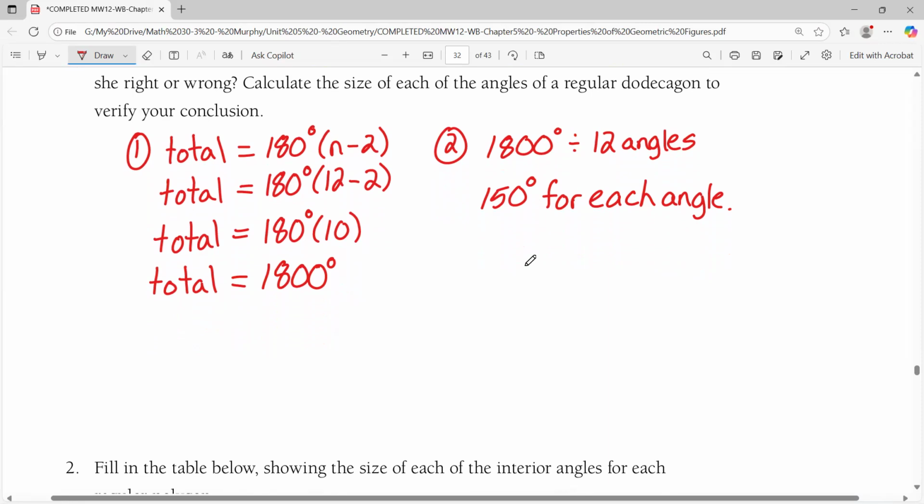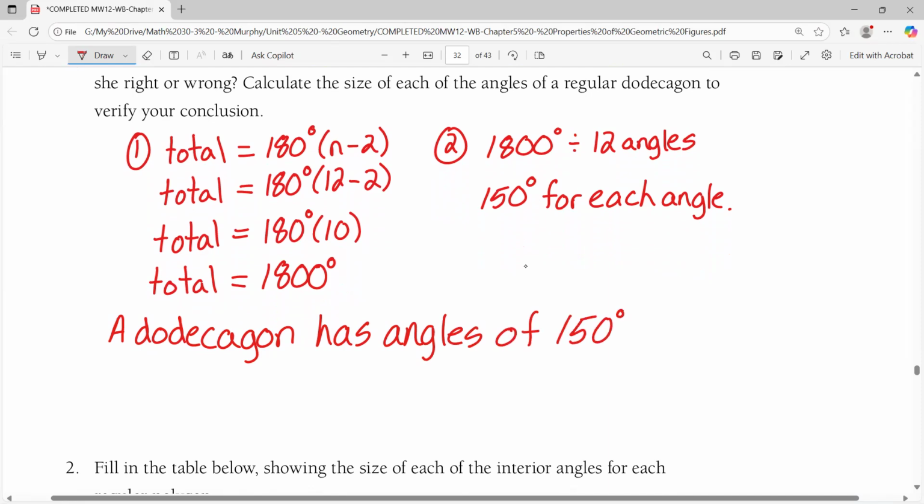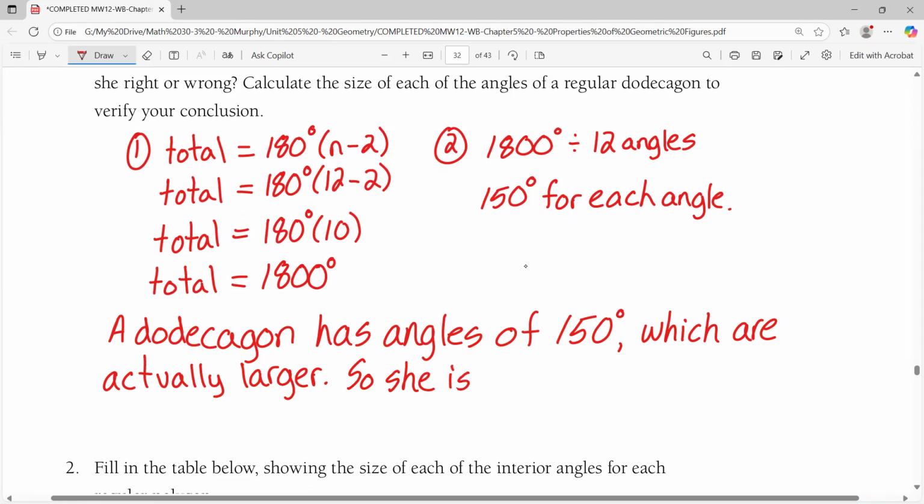So a dodecagon has angles of 150, which are actually larger. So she is incorrect.